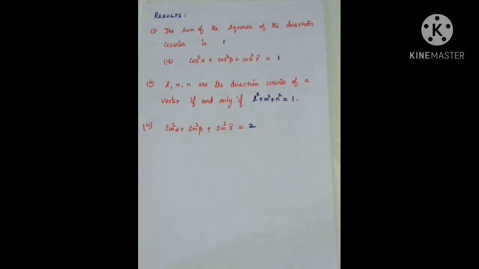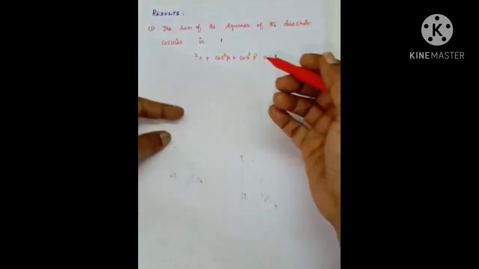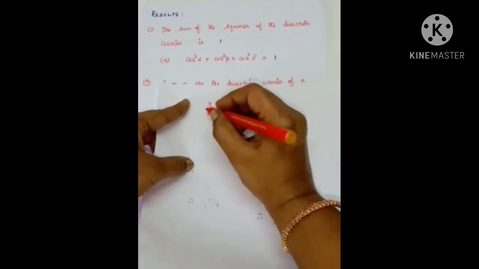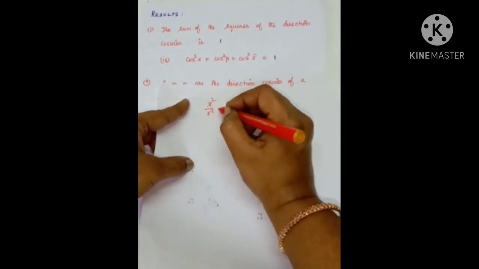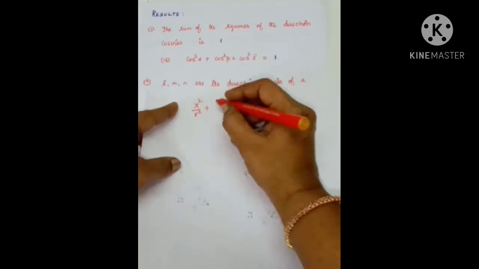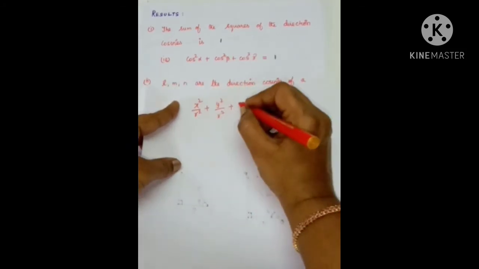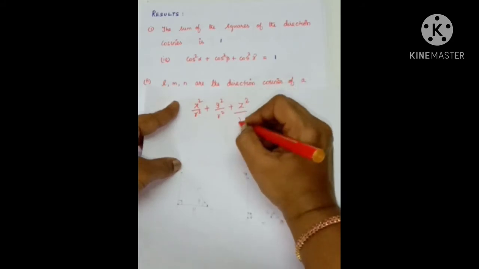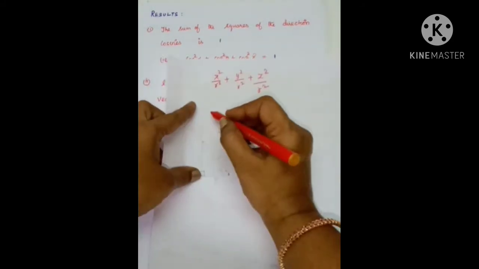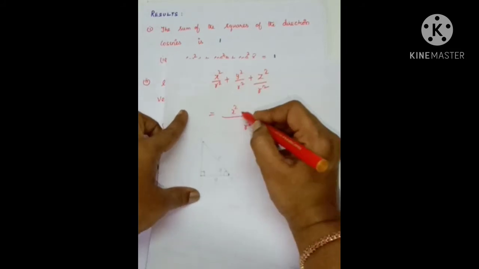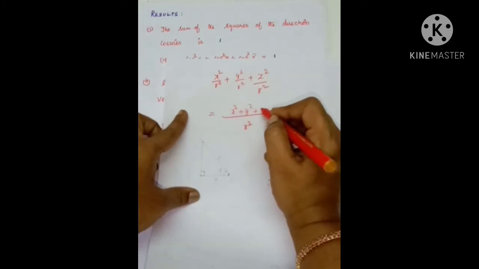Okay, you see the proof of this. What is cos alpha here? Cos alpha is x by r. x by r the whole square means x squared by r squared. And in the same way cos squared beta is y squared by r squared, plus cos squared gamma is z squared by r squared. Okay. So if you take LCM, the LCM is what? r squared. So it is x squared plus y squared plus z squared.